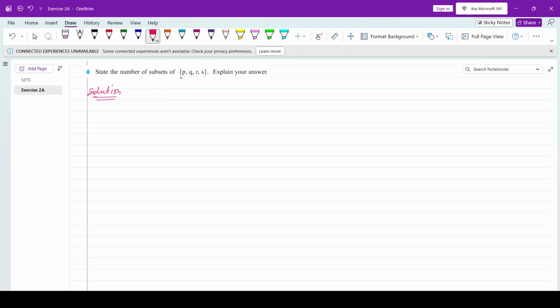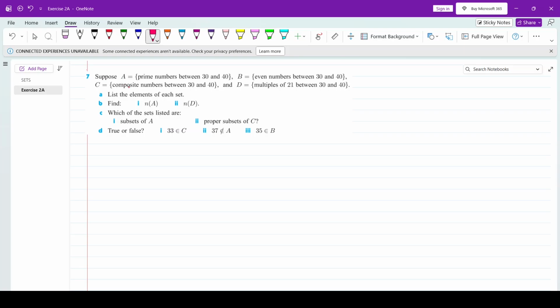So what is the possibility of P being present in a subset? There are 2 possibilities. Either it can be present or it cannot be present. So there are 2 possibilities for P. Similarly, 2 possibilities for Q, and so on. And hence there will be 16 possible subsets that will or will not contain P, Q, R and S. Therefore, this is our answer. Let's move on to the next question.